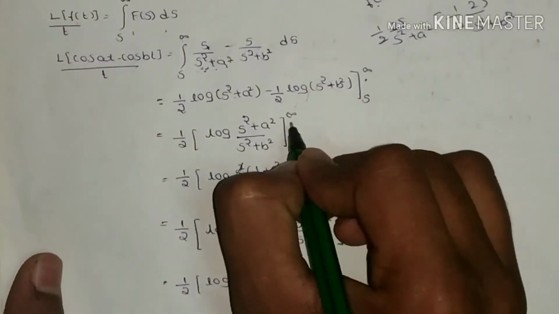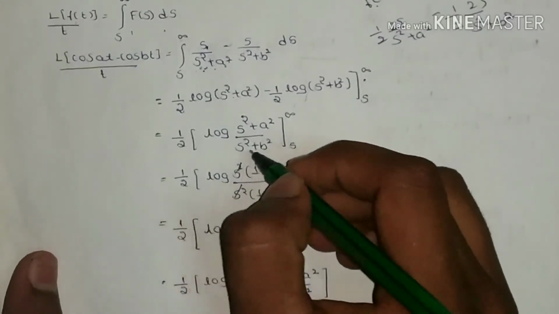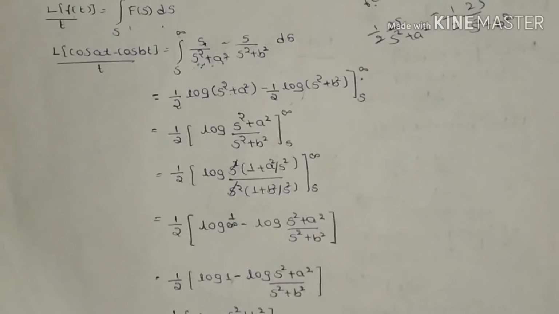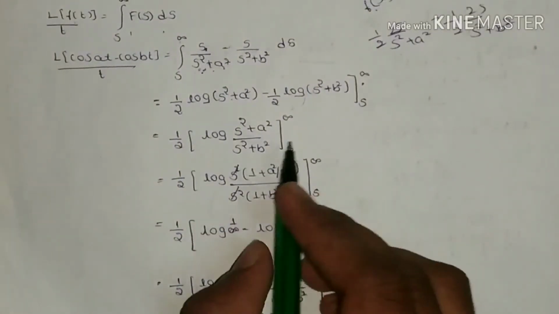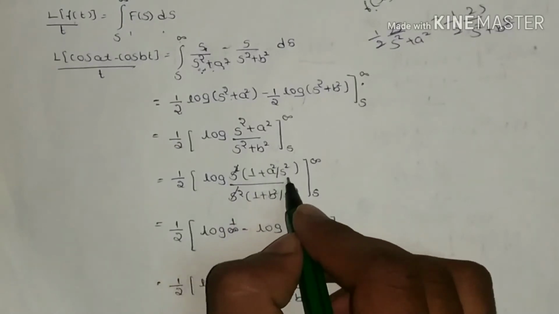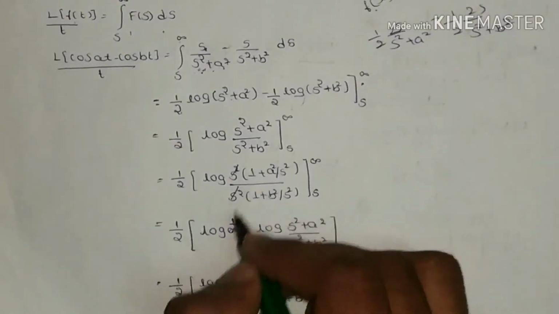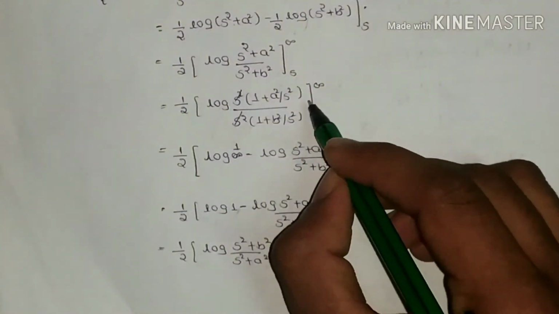So when we put the value of infinity for s, wherever s is present, it becomes an indeterminate form, that means infinity by infinity. To avoid the indeterminate form, we take s square common in both numerator and denominator. It becomes 1 plus a square divided by s square in the numerator. Similarly, in the denominator 1 plus b square divided by s square, and the s square gets cancelled. Now apply the limit.